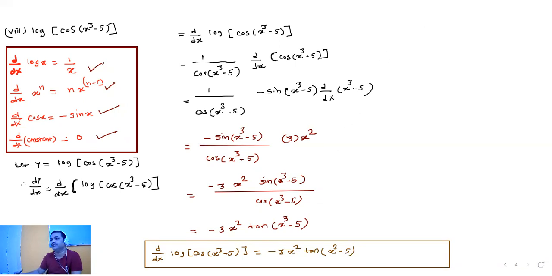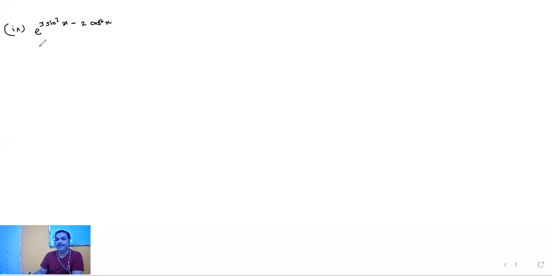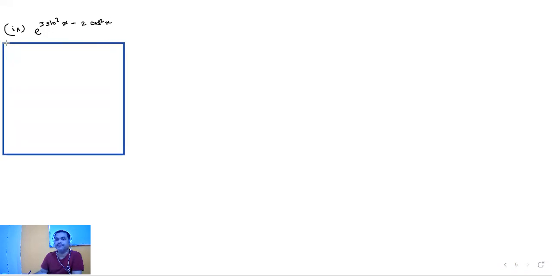Let's move on to the next question. Next is e raised to 3 sine square x minus 2 cos square x. That is the sum. Let us solve this sum now, but prior to that, we will require the list of formulas which are necessary to solve the sum. Let's make a bracket here. Necessary formulas. Let's write them down.